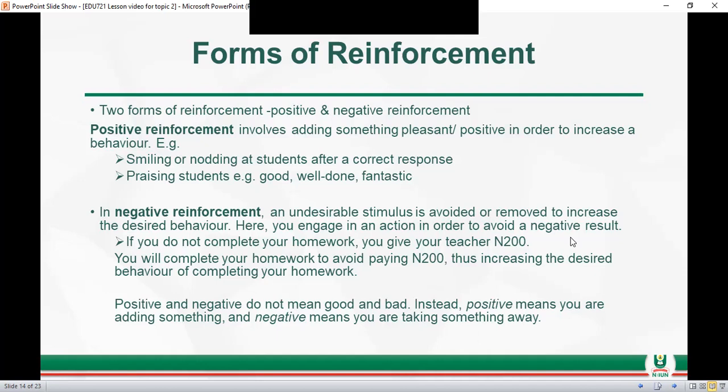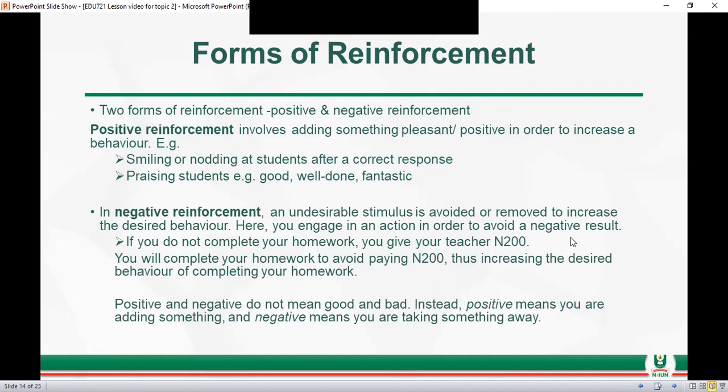Positive reinforcement involves adding something pleasant, or positive, in order to increase a behavior. For instance, a child does something good and you reward the child. You praise the child. Praise is a form of reward. You reinforce the child. We are saying the same thing: reward the child, reinforce the child. These are concepts in this theory.